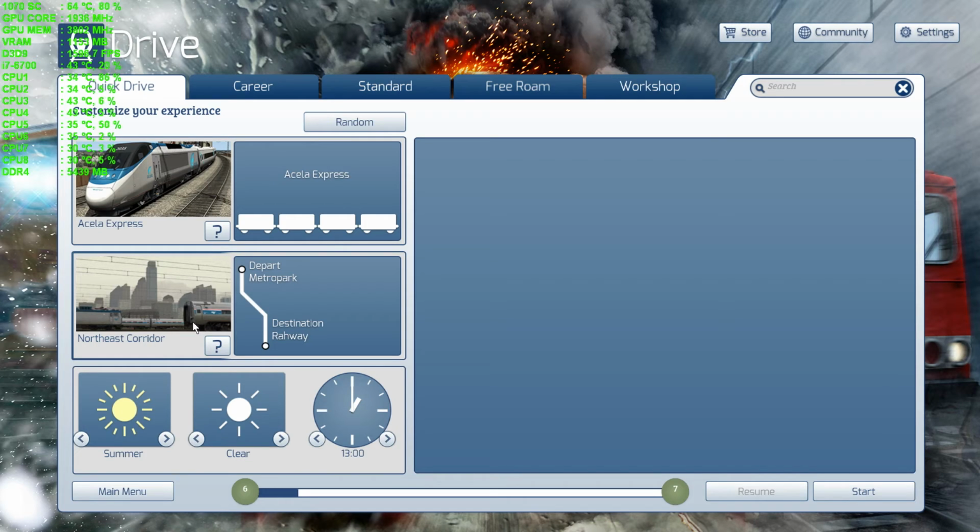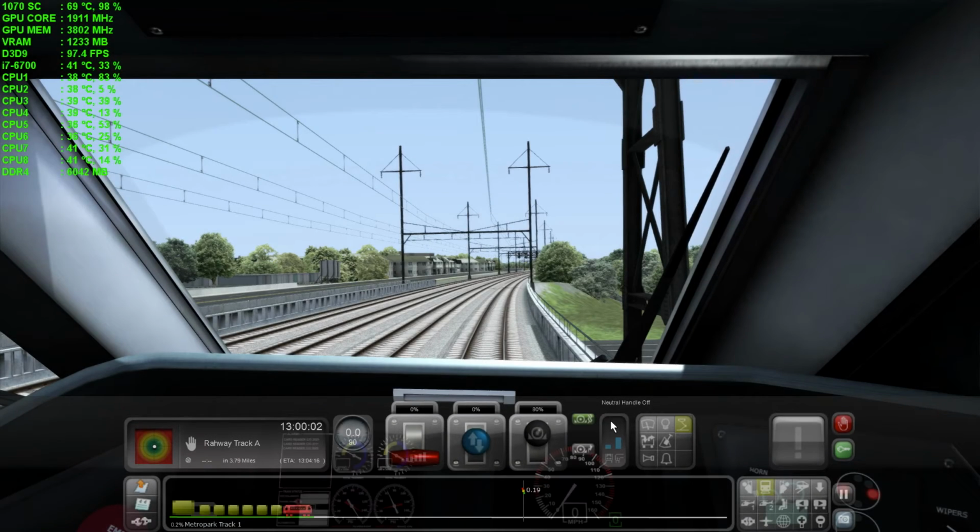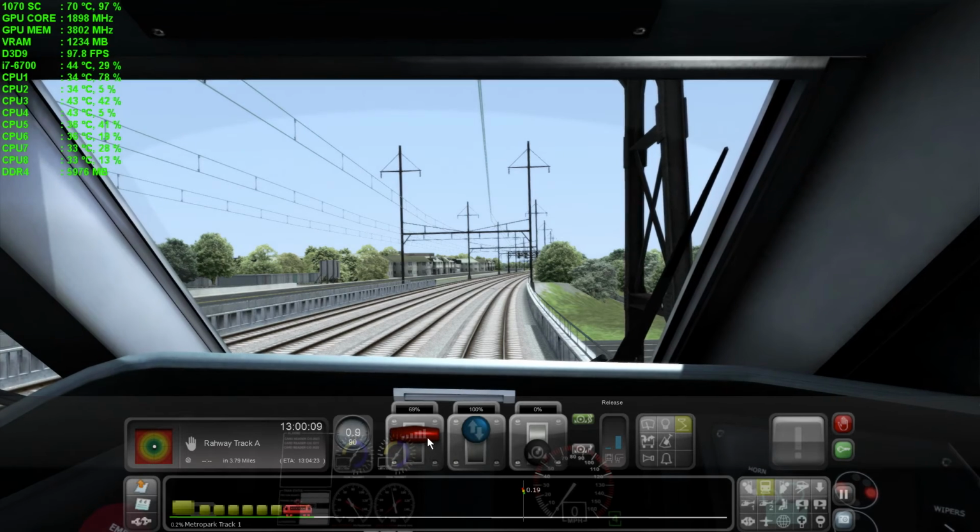So let's start out with this scenario, this route here. We're going to do quick drive scenarios, and I'm just going to show you the difference in frame rates. So let's check this one out first. Now the Northeast Corridor route has been around since I think 2012. I don't think they even sell it anymore because of issues, but I still have it.